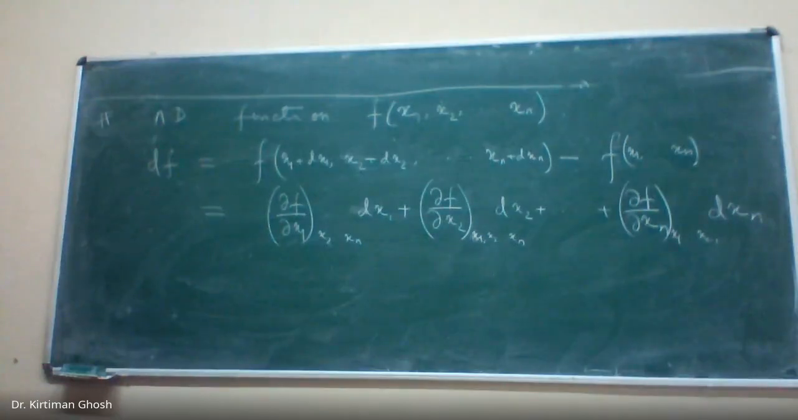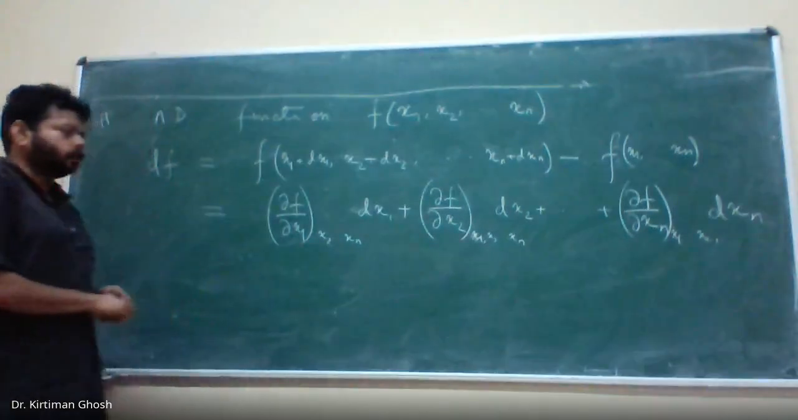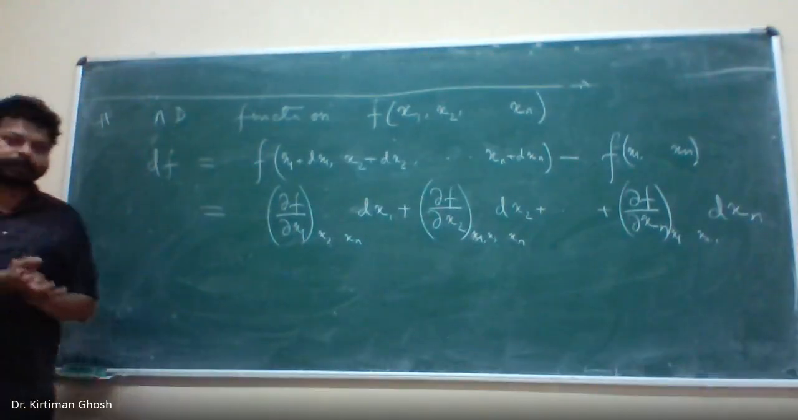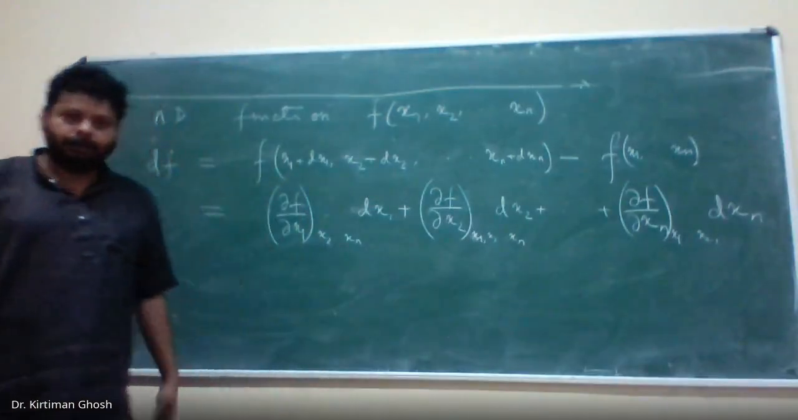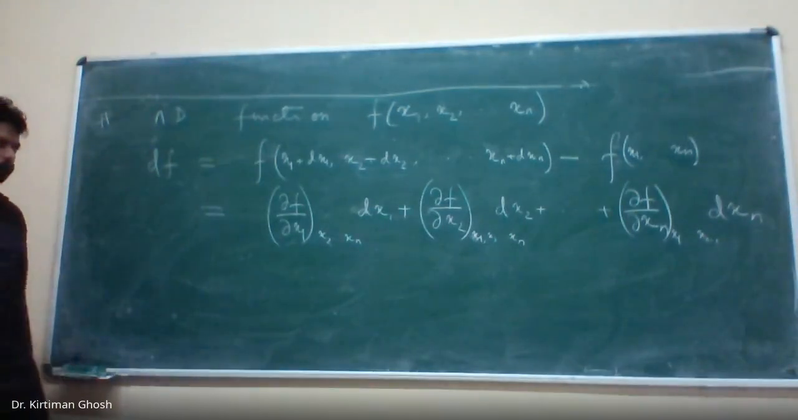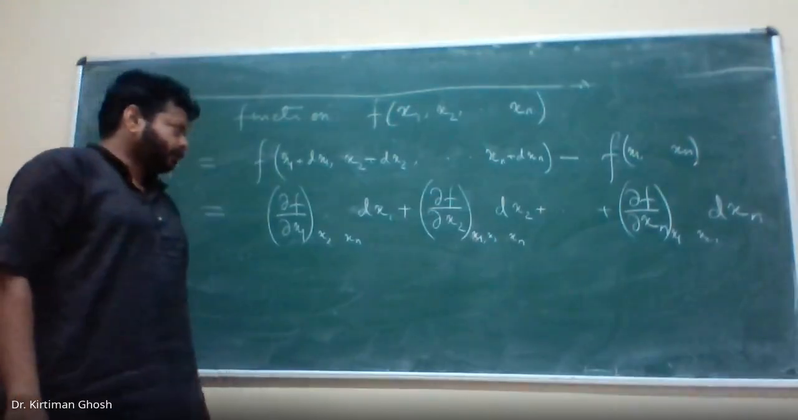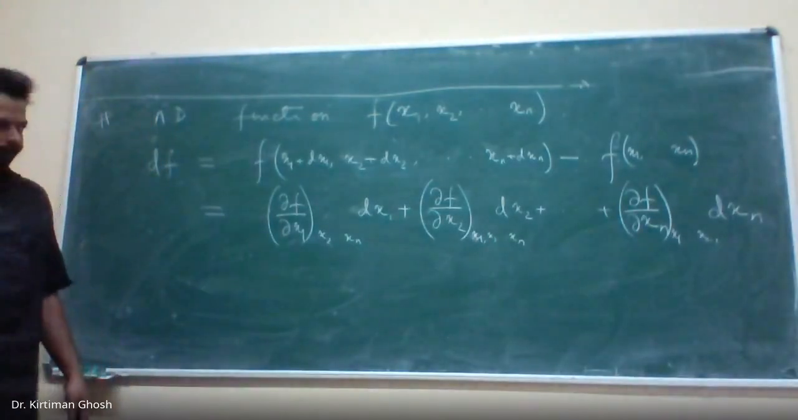There is a change in the function, a differential change in the function, when the coordinates x1, x2, ..., xn go to x1 plus delta x1, x2 plus delta x2, up to xn plus delta xn. The change in the function df can be written as this. So this is a simple generalization of 1, 2, and then we can generalize it to n-dimensional functions. Okay?